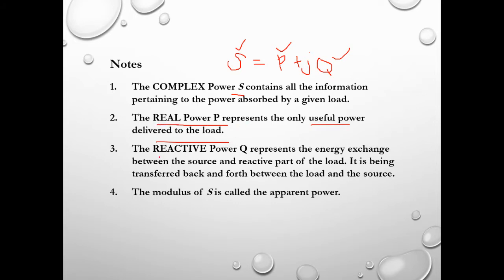And then the reactive power Q. What does it mean? It represents the energy exchange between the source and the reactive part of the load. So it is being transferred back and forth between the load and the source. This is the description of Q, the definition of how it works. And the modulus of S is called apparent power.